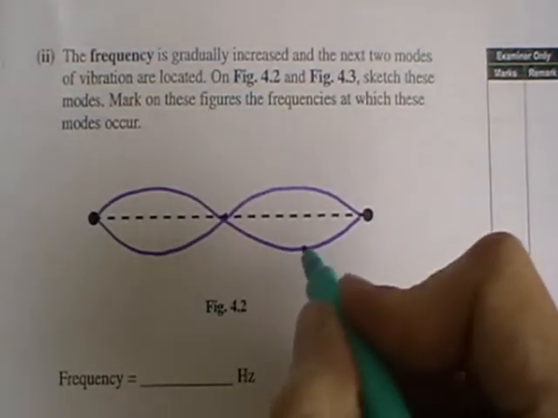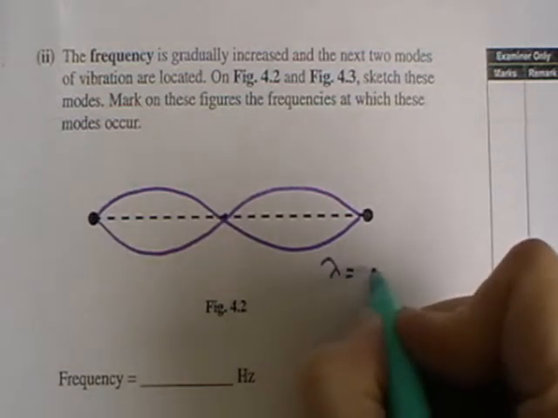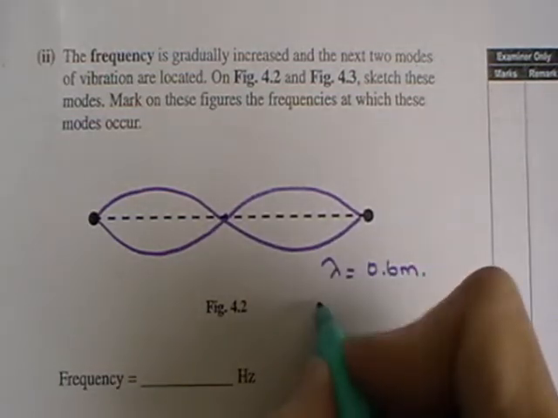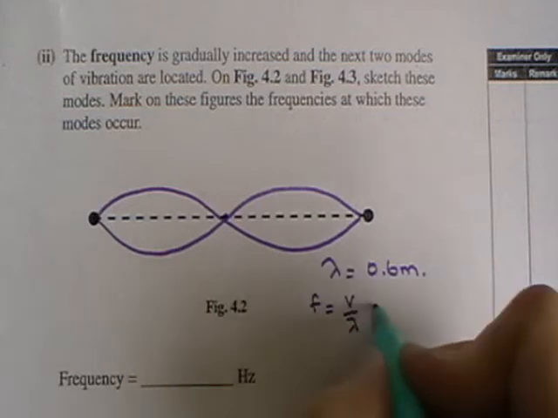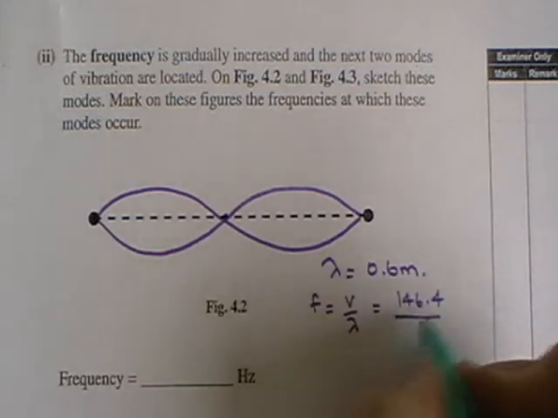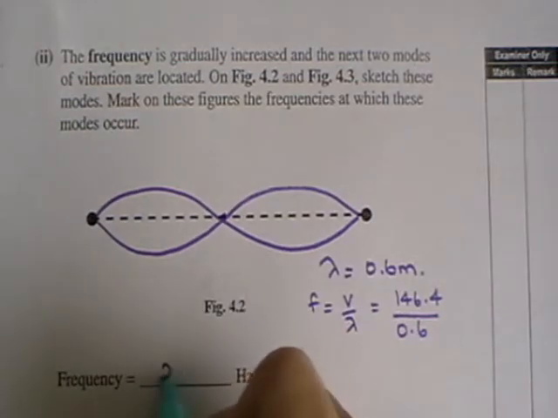So you know that lambda is equal to 0.6 meters, the length of it, or the distance between them. And therefore the frequency we have to work out, they're going to be travelling at the same speed, and therefore f is equal to v over lambda, and that's 146.4 divided by 0.6 meters, and therefore that frequency comes out as 244 Hz.